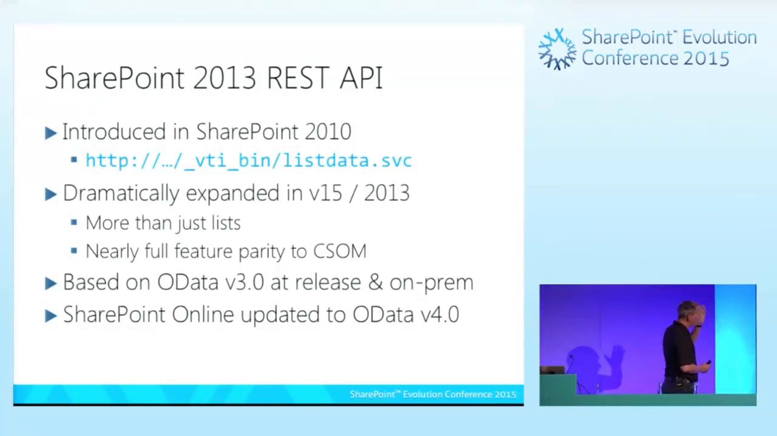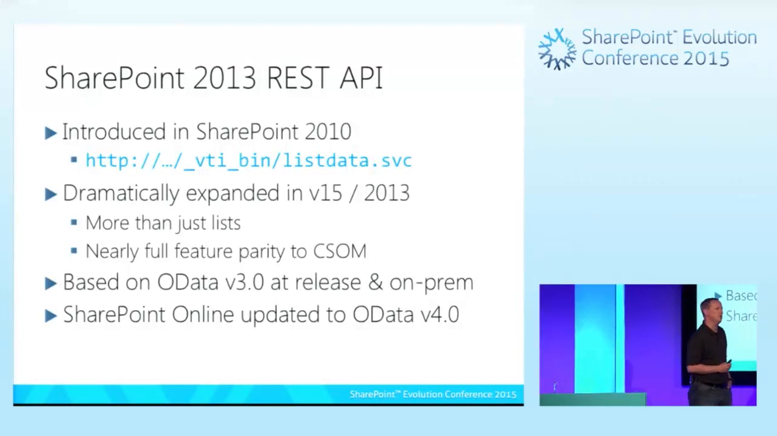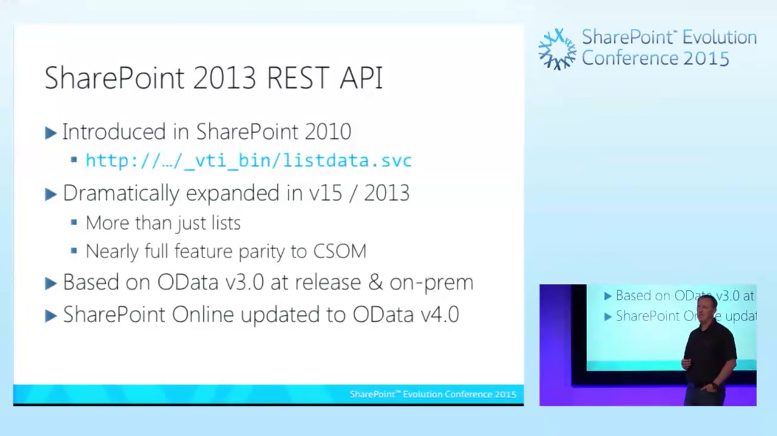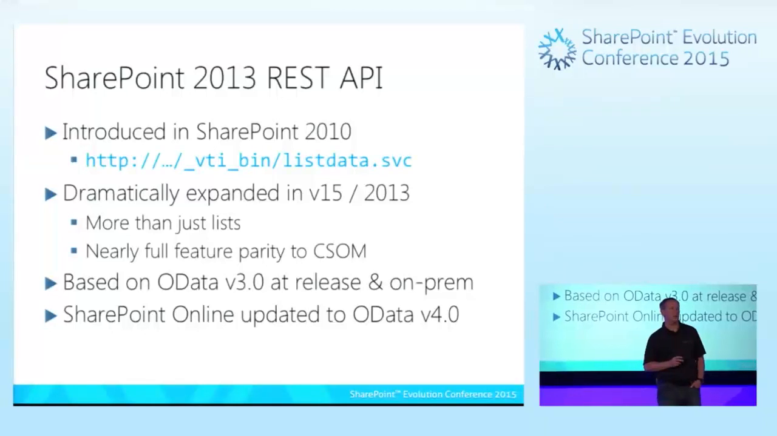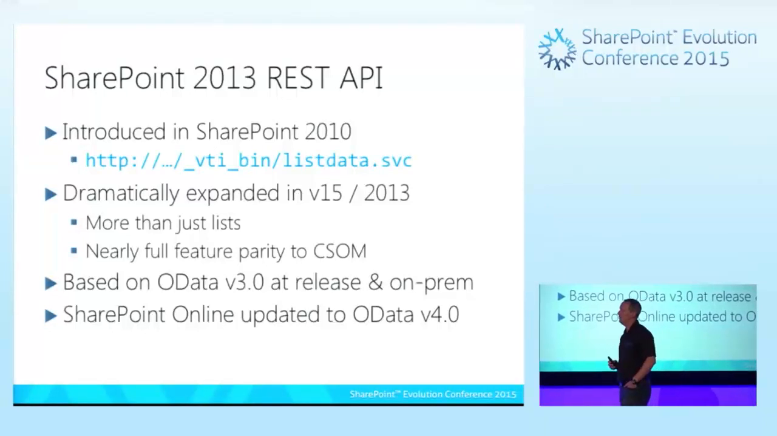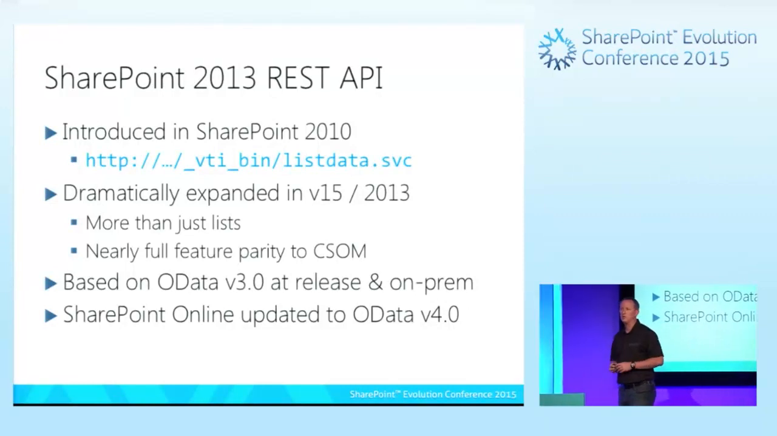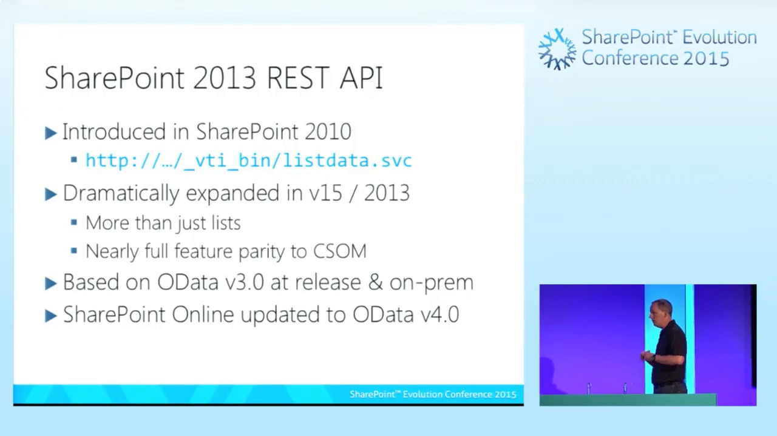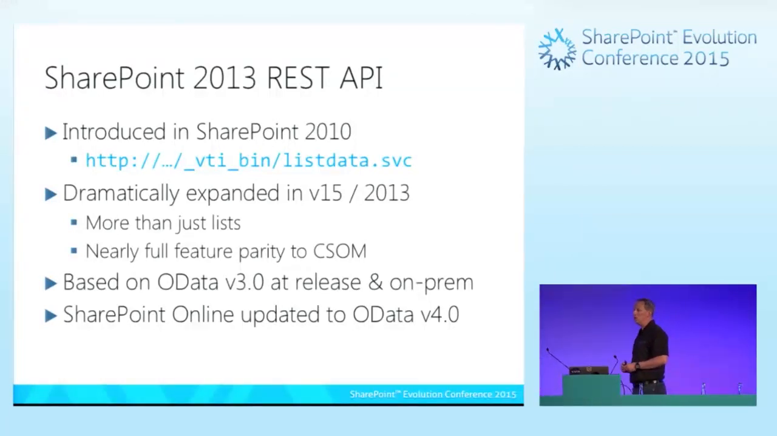The REST API was introduced in SharePoint 2010. It was introduced just for reading and writing to SharePoint lists, the list items, and working with data. We got to it by going to _vti_bin/listdata.svc. The problem with that is that it was very narrow-minded. It only worked with SharePoint lists. What Microsoft did in SharePoint 2013, in the V15 wave, is they really doubled down on it. It's no longer related to just SharePoint lists.